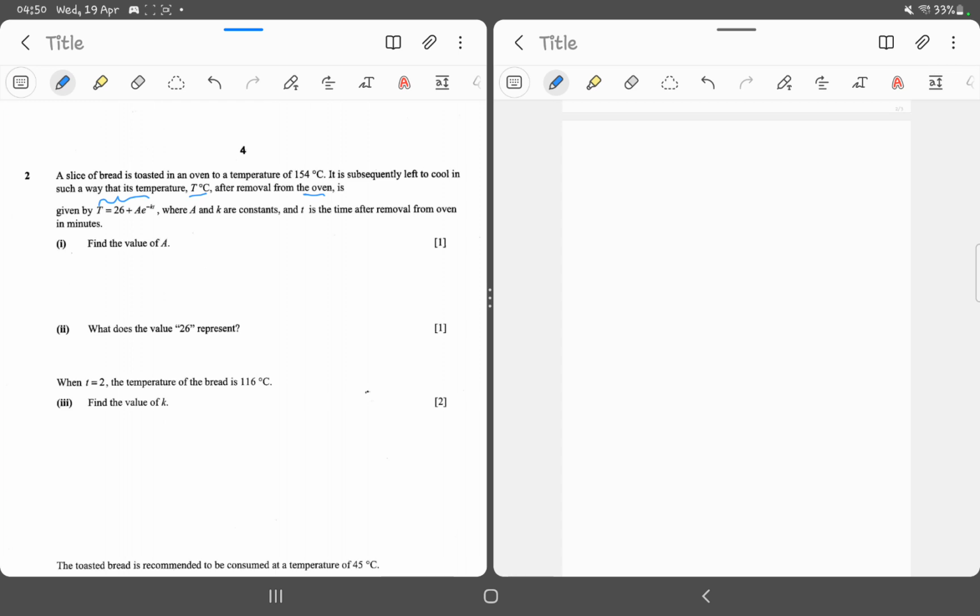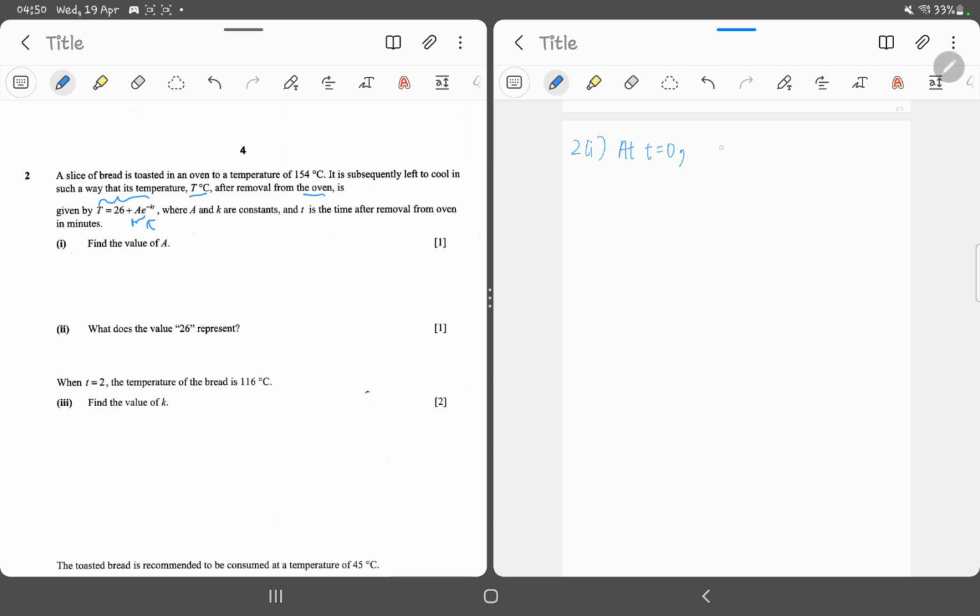For part 1, how do we find the value of A? We know that this exponential equation describes the cooling of the temperature after the removal of the slice of bread from the oven, which means that at t equals 0. This is a common step when you do such a question: you will find yourself quite often substituting t equals 0 to solve for an unknown.